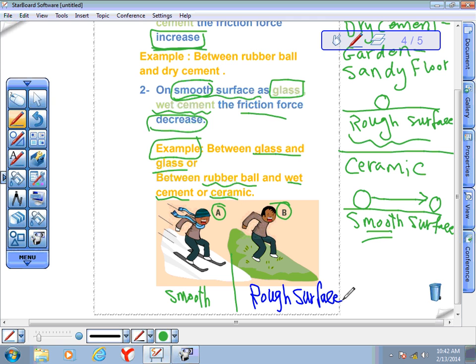Thanks, primary 5, and in the next period we will study the advantages and disadvantages of friction force and ways of decreasing the friction force to overcome these disadvantages.